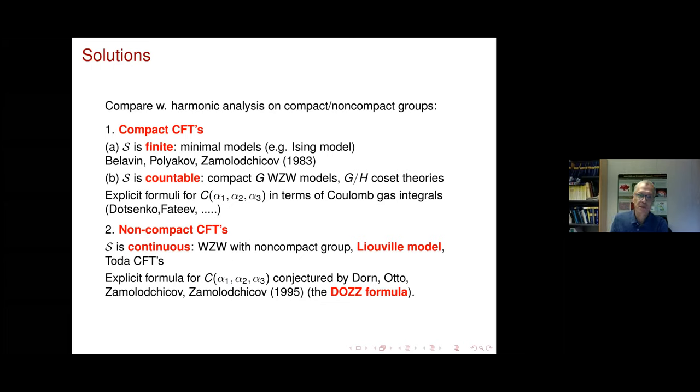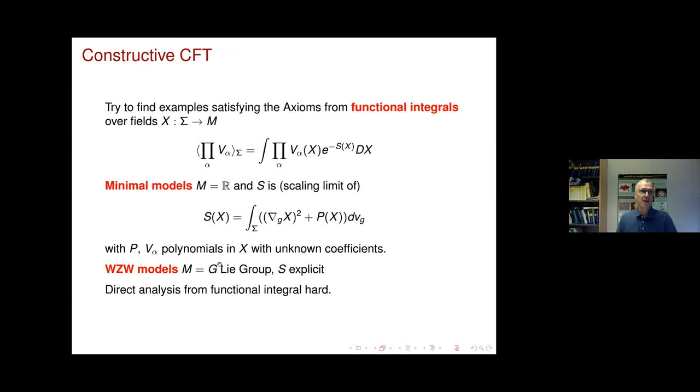Now, what I will be talking about is the Liouville model. And in the Liouville case, the explicit formula for the structure constants was found in the mid-90s by Dorn and Otto and Zamolodchikov and Zamolodchikov. It goes under the name DOZZ formula because of these names. This is the topic of the talk here.